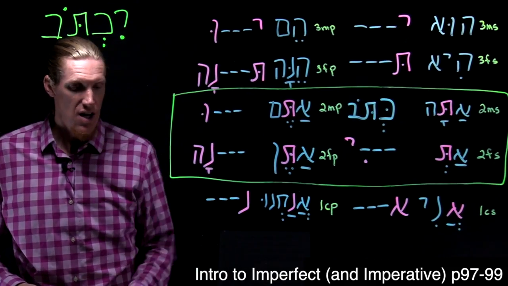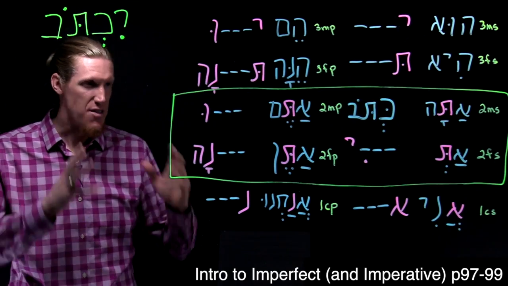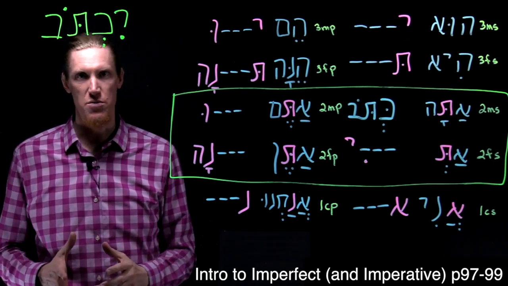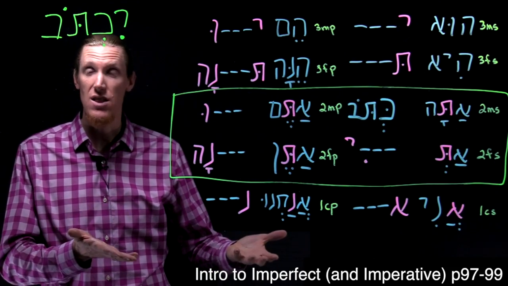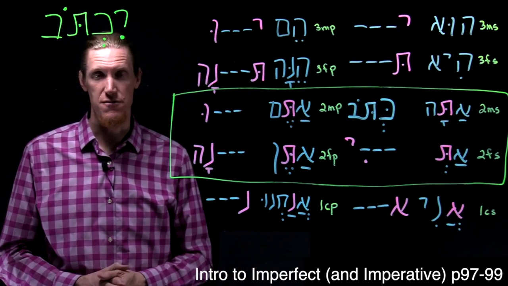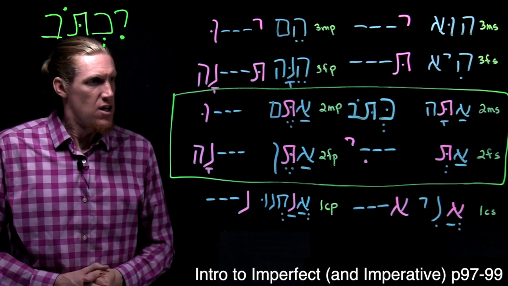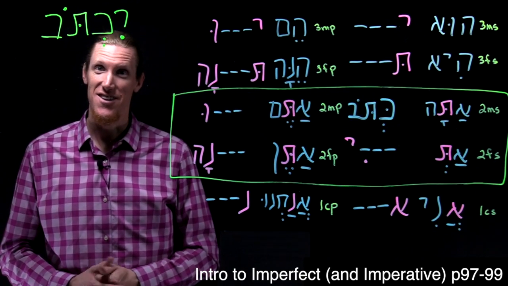So this is really the simplest way to think about how the imperative is formed. It's based on the imperfect, remove the prefix, and you're really left with the imperative. Hopefully that's helpful. Lech l'shalom.